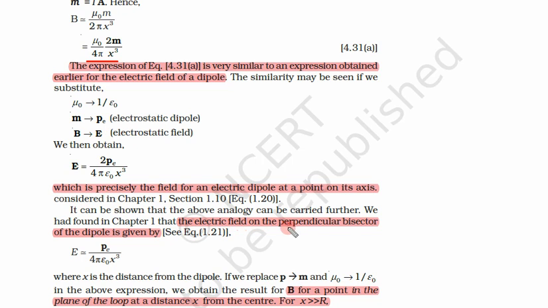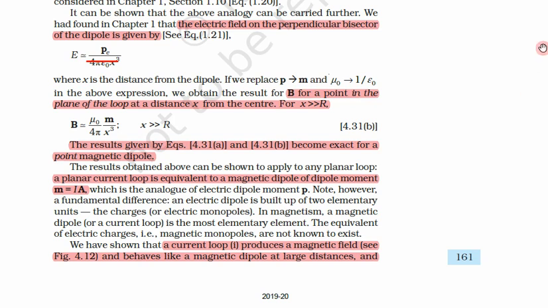Now the electric field on the perpendicular bisector of the dipole, or we can also say the equatorial plane, was half of this, just half of this. So this will become 2 Pe divided by 2, that means Pe upon 4 pi epsilon naught x cube. So that can also be checked. For the electric dipole we have already done that. We have already got this equation for the electric dipole.